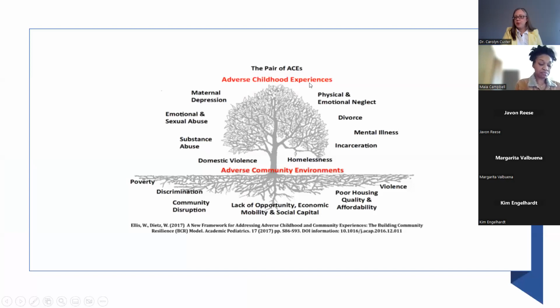Along with adverse childhood experiences, this is the pair of ACEs. This model comes from George Washington University, Dr. Dietz. And we are aware of all of this, right? But in order to restore our community and reduce and prevent adverse childhood experiences, it's really important that we address the adverse community environments that set up for these to occur, right? So just another reminder of all the social justice work that we're doing and we will continue to do to create more equitable and good environments for the community.